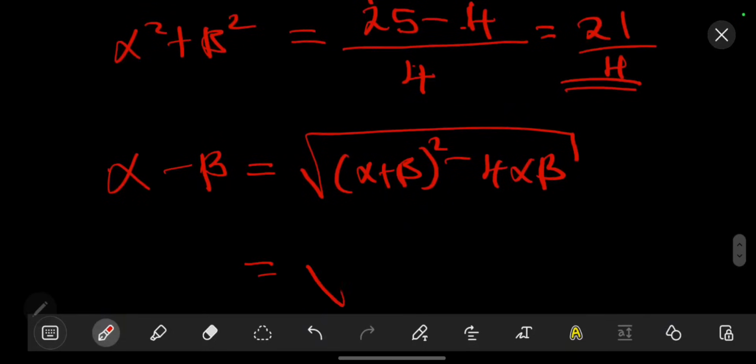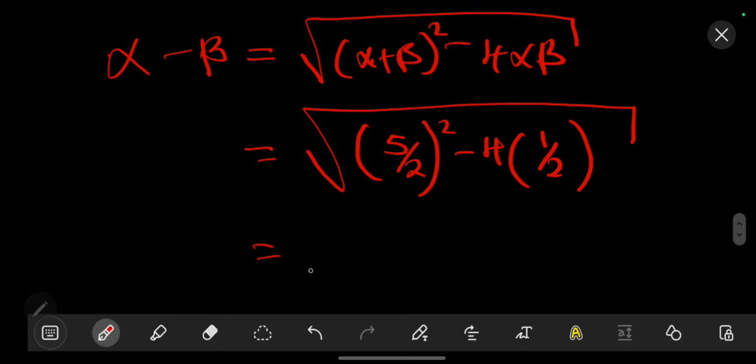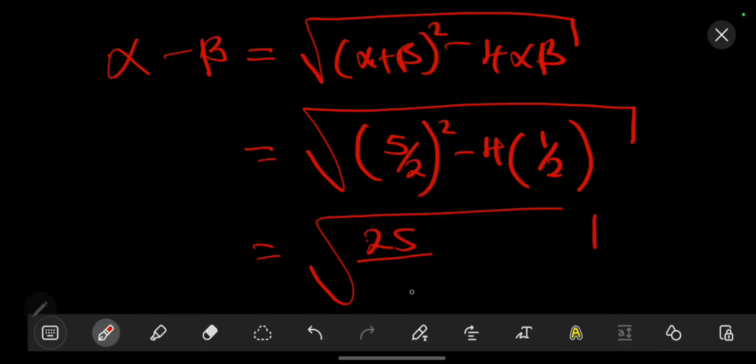So we are going to have the square root of alpha plus beta, which we know is 5 over 2 squared, then we have minus 4 times alpha beta, which is equal to 1 over 2 like that. So we have the square root of 5 squared, which gives us 25 over 2 squared, which gives us 4, minus. Then we reduce here, we get a 2 there, so we have minus 2 like that.